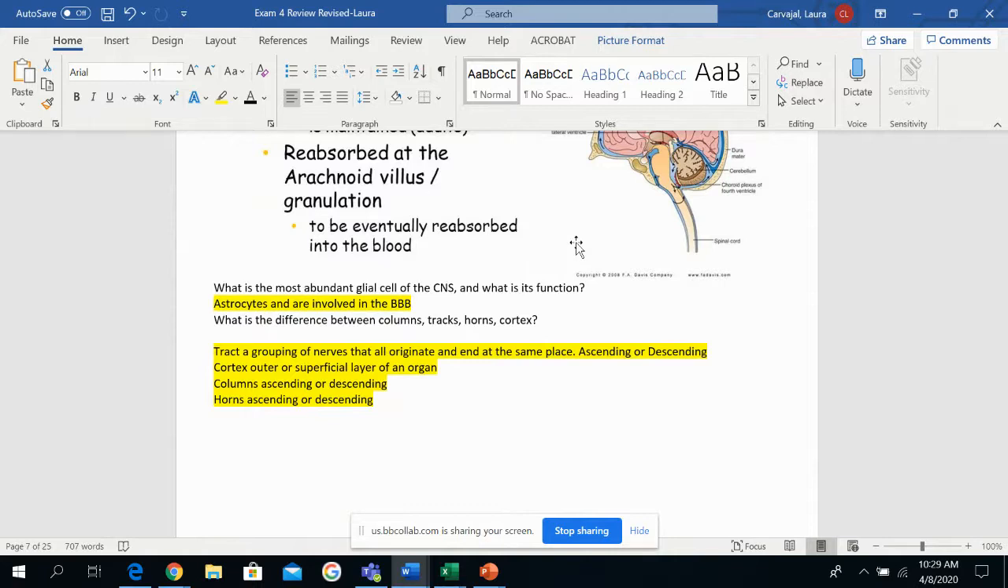So the analogy that I used is the bouncer for the VIP lounge in a very fancy club. He or she is making sure that the people coming in and out of the VIP lounge area are good people, or good looking, or celebrities. It's very highly selective. And so that's what the blood-brain barrier does.